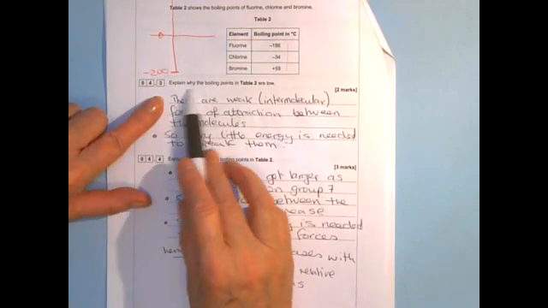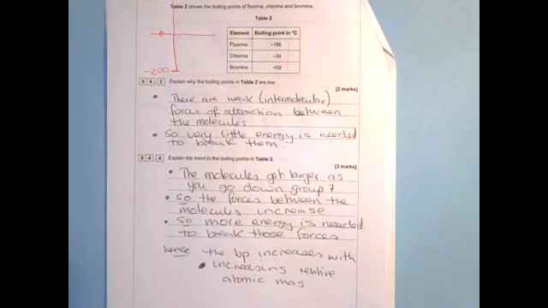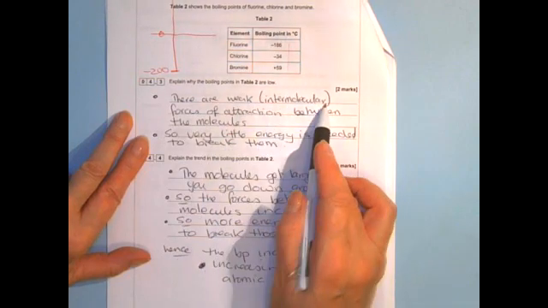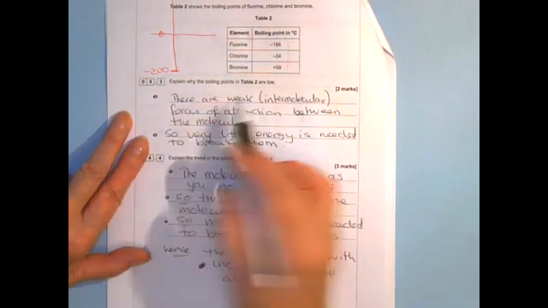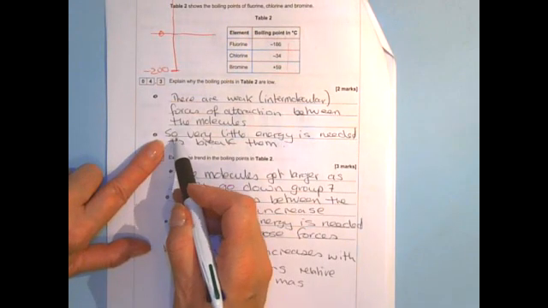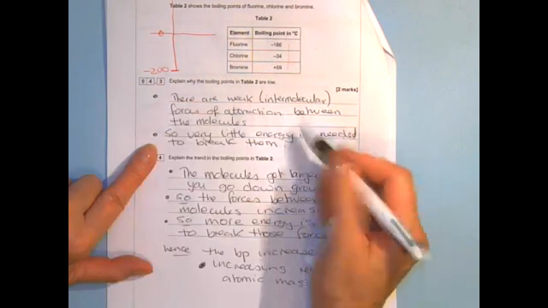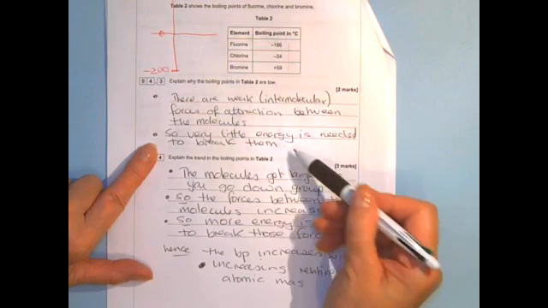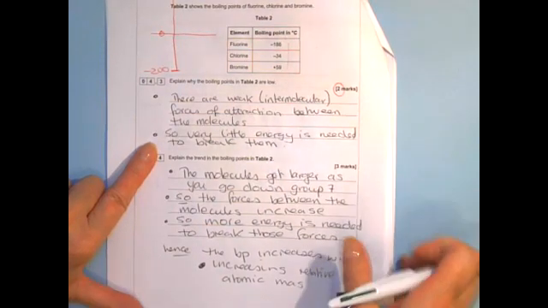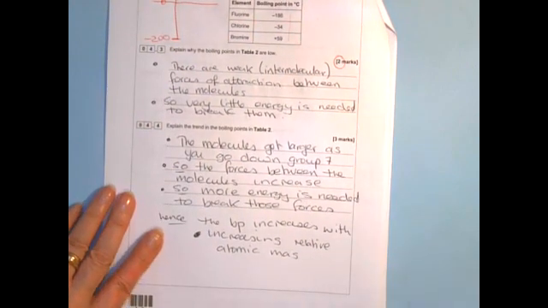So it says, explain why the boiling points are low. Well, they are low, and that's because the forces in between the molecules are quite weak. So we can say there are weak intermolecular forces of attraction between the molecules, or there are weak forces of attraction between the molecules. That would get you 1 mark. And because they're weak, it takes very little energy to break them. Okay, so there's your 2 marks. Weak intermolecular forces, and it takes very little energy to break them. So 2 marks means 2 facts, or 1 fact and explain because. Do a because statement.